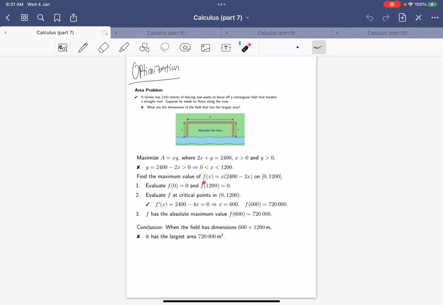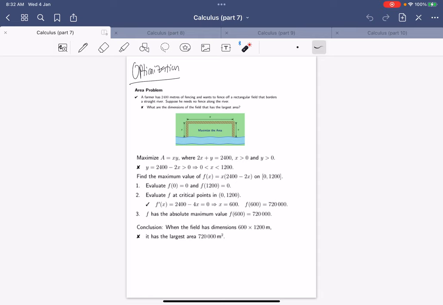And so we need to find the maximum value of the area as a function of x. We substitute y as 2,400 minus 2x on this closed interval, and we just use what we've learned about differentiation and the closed interval method to solve this. Thus, we realize that the maximum value occurs not at the endpoints, but at the critical point at 600. And hence the dimensions for the largest area are 600 by 1,200.